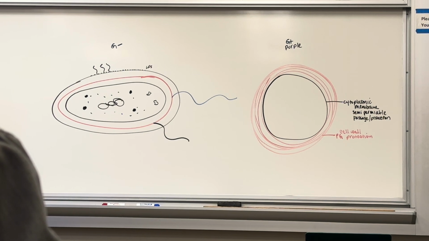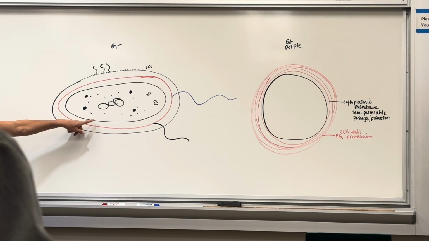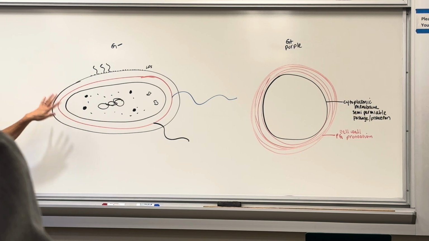Am I missing anything large? Peptidoglycan layer, outer membrane, inner cytoplasmic membrane, phospholipids, ribosomes, nucleoids. Good? Okay, that's most of it. So let's, oh, I'm sorry, go ahead.